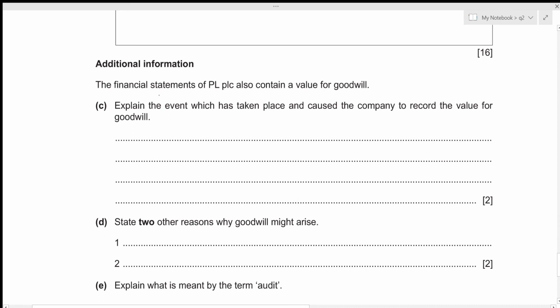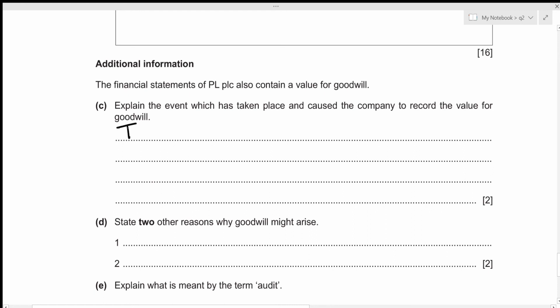The financial statements of PL PLC also contain a value for goodwill. Now we need to explain the event which has taken place and caused the company to record the value for goodwill. So the very first event that could possibly take place and give rise to a goodwill in the statement of financial position is that the company should purchase another business, and then while paying for the business we give an amount called purchase consideration, right? That amount will definitely include a goodwill that we are giving in order to purchase their business, and this allows us to include that goodwill value into our statement of financial position. So let's write it down.